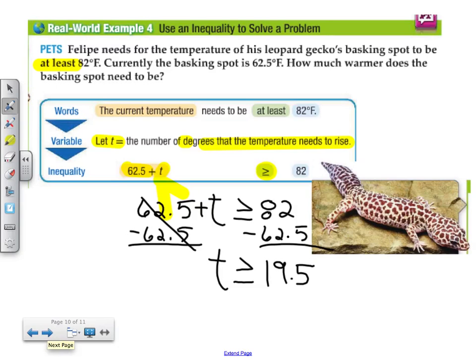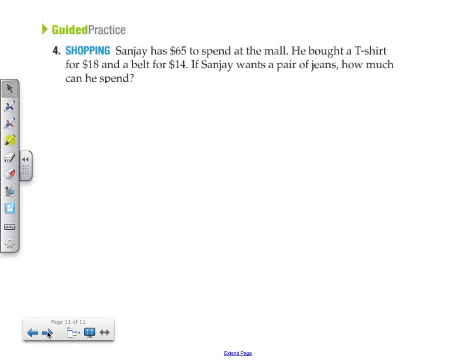So how much does it have to rise? It has to be at least 19.5 degrees warmer. If I make it 19.5 degrees, it'll be right at 82. If he gets any warmer than that, that's fine. It just needs to be at least 82 degrees.